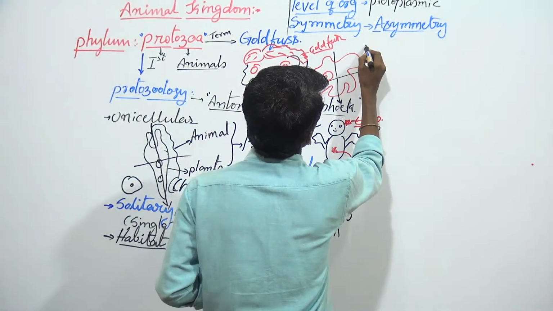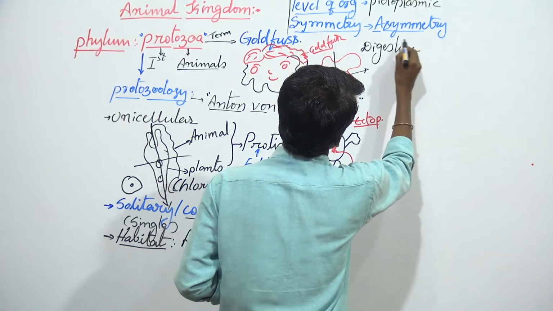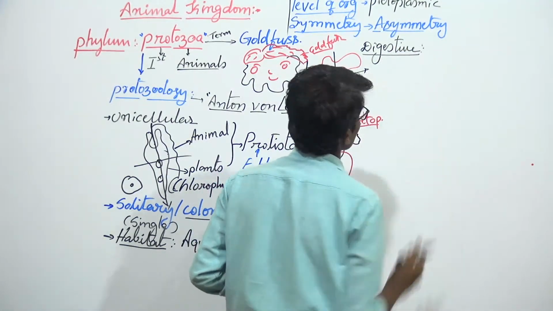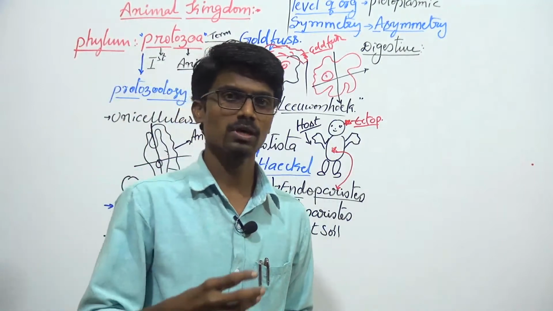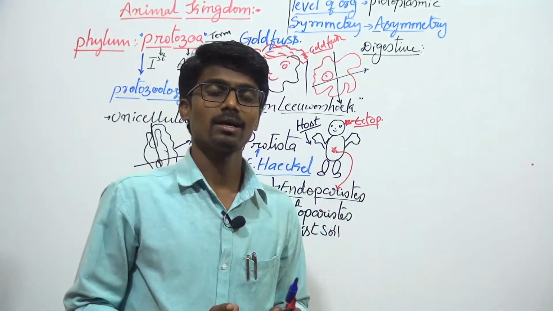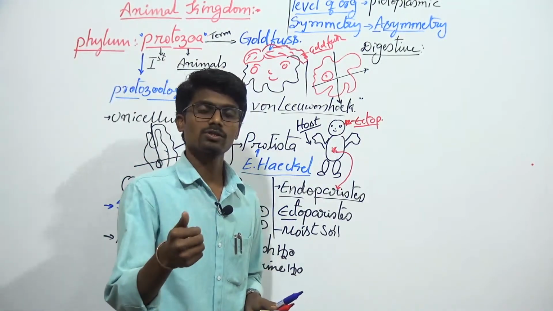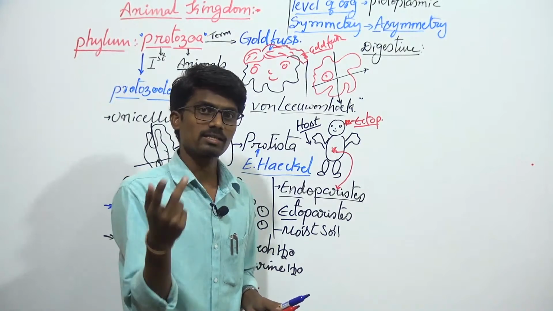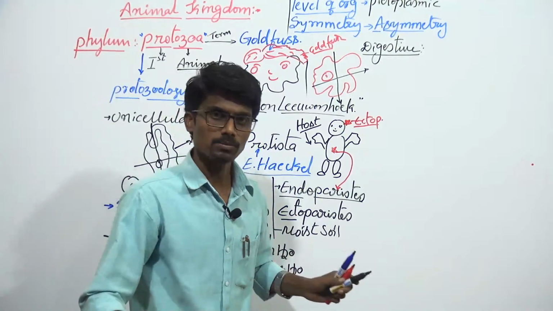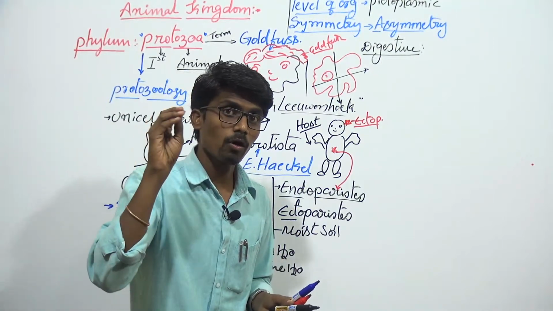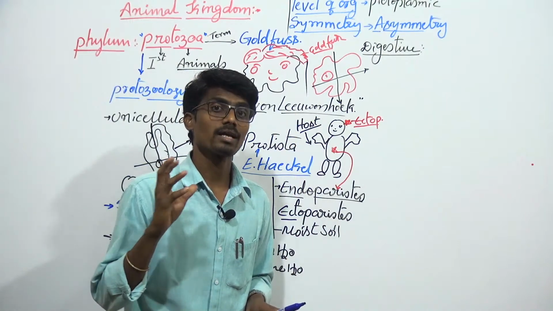After the symmetry, the next one is the digestive system. In these organisms, because protozoans are unicellular, there is no organ system level of organization. That's why in protozoans, the digestive system, circulatory system, excretory system, and reproductive system are totally absent. Instead of those organ systems, the main functions are done by cell organelles.